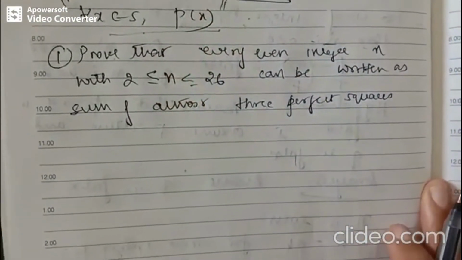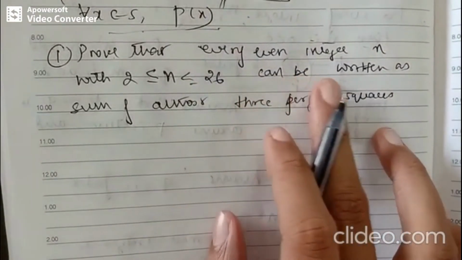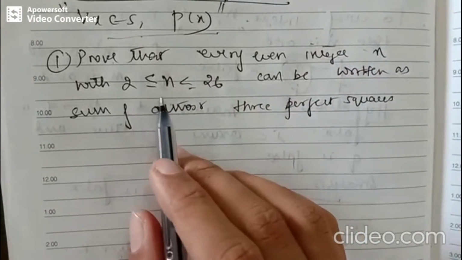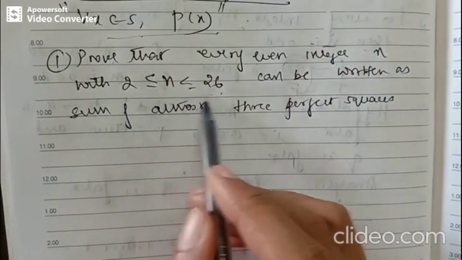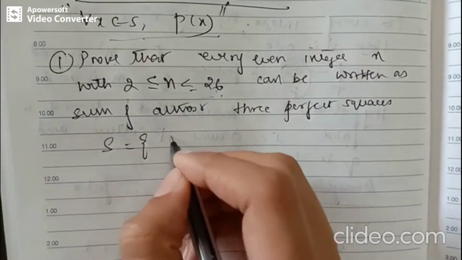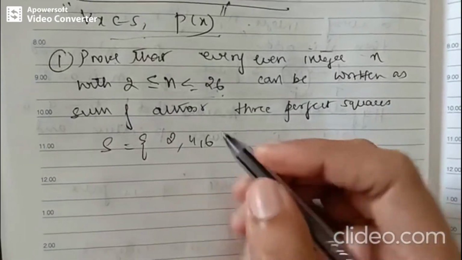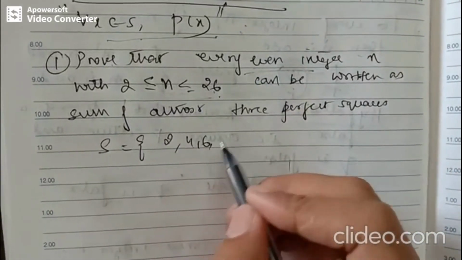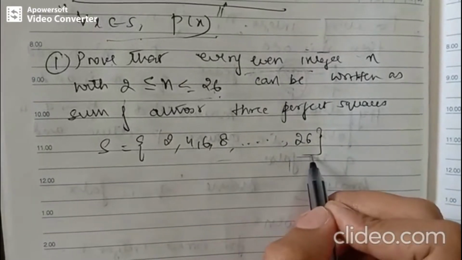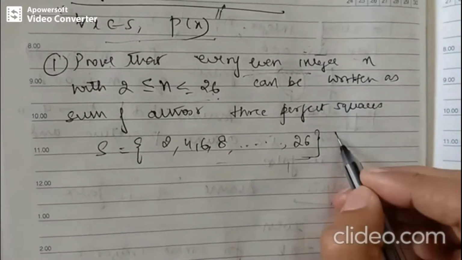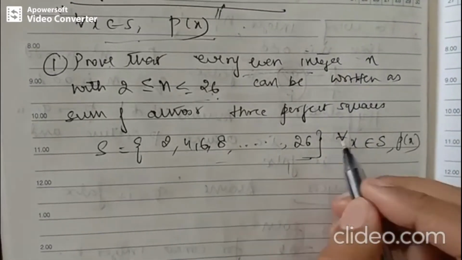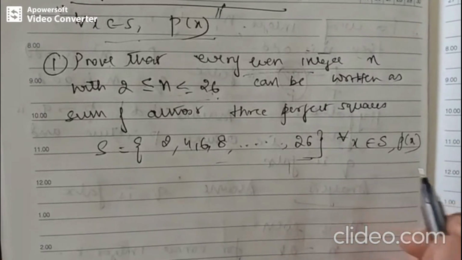So let's take the problem. We need to prove that every even integer n with 2 less than or equal to n less than or equal to 26 satisfies the statement. That is, we need to take all the numbers in this range. The universe S consists of 2, 4, 6, 8 and so on up to 26, all even integers. We need to prove for all x belongs to S, p of x.